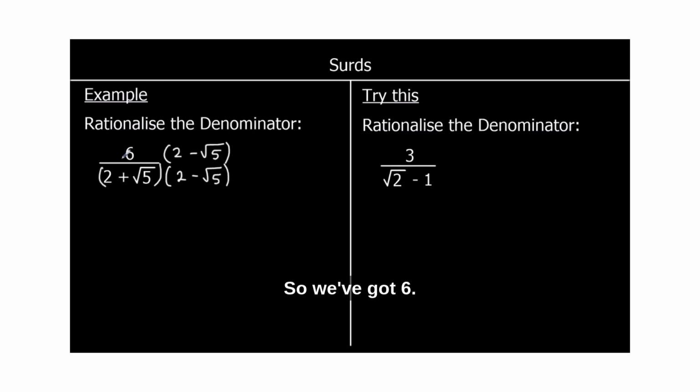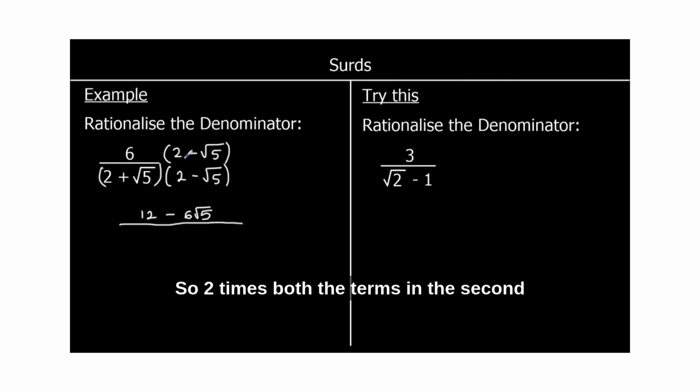So we've got 6, expanding the bracket, so 6 times 2, and then 6 times negative root 5. 6 times 2 is 12. 6 times negative root 5, so a positive times a negative is a negative, and 6 root 5s are 6 root 5. And then the denominator, so 2 times both the terms in the second bracket, and then root 5 times both the terms in the second bracket. 2 times 2 is 4.